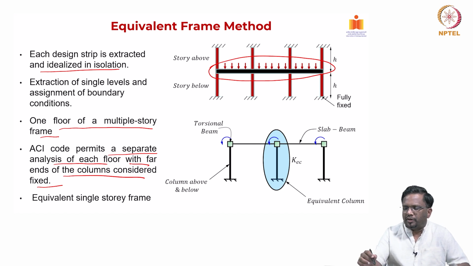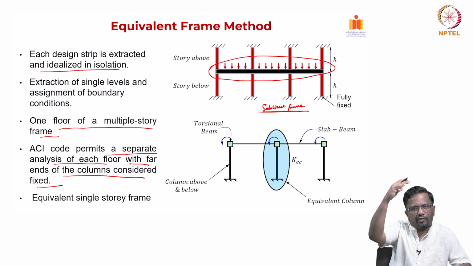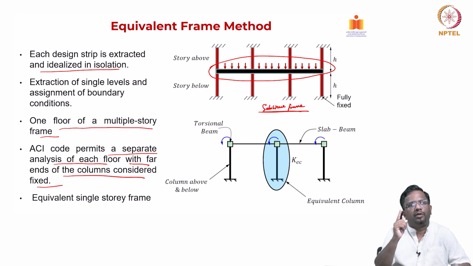And this is a typical substitute frame. Now, this substitute frame, I can convert into a single equivalent story. Because I have a column above and a column below, that can be converted into a single column. Typically, we idealize this as an equivalent stiffness like this.